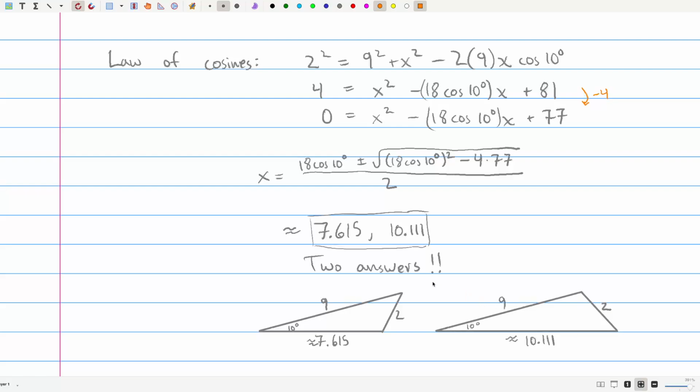Okay, so those were some examples of triangles involving the law of cosines and things you could solve for them.